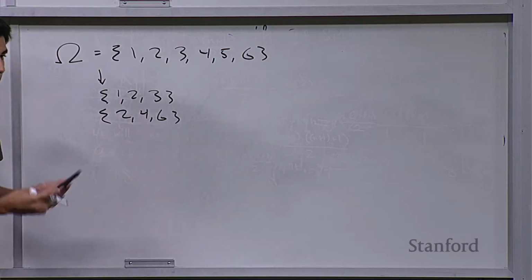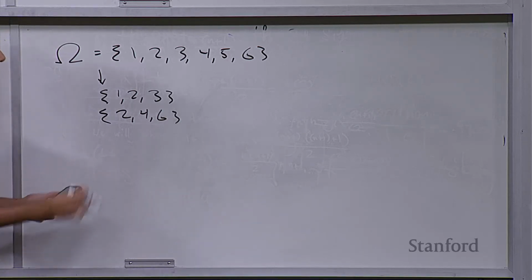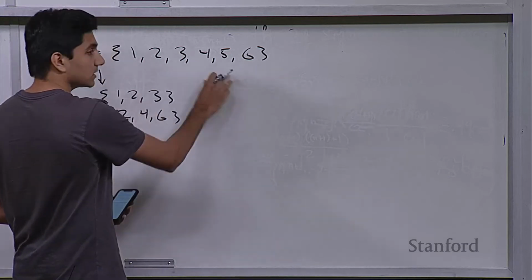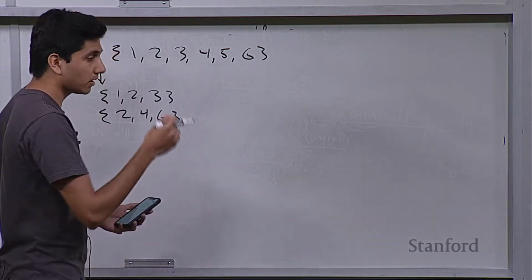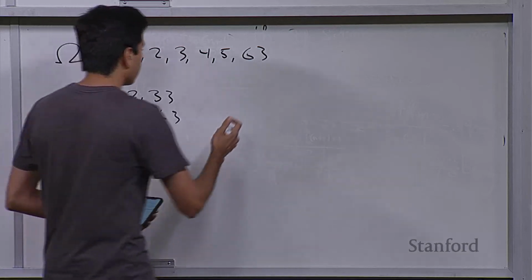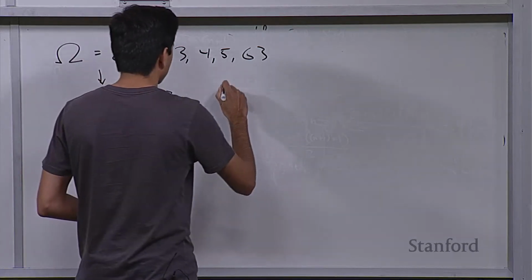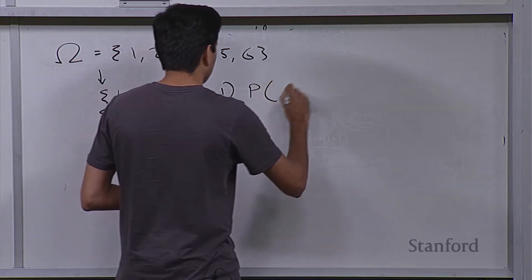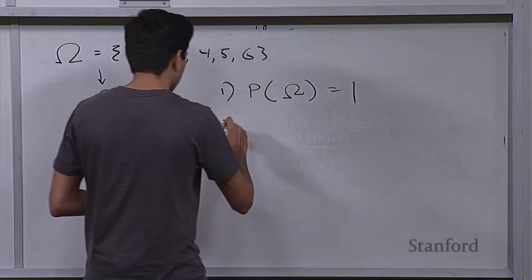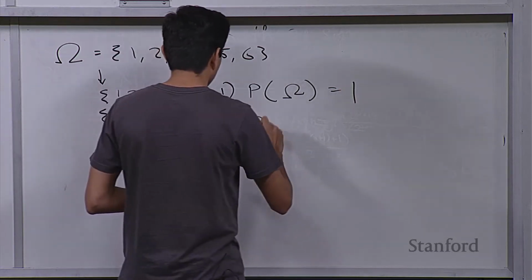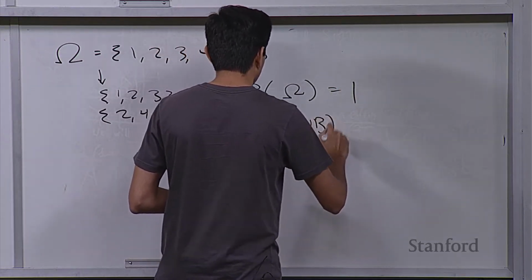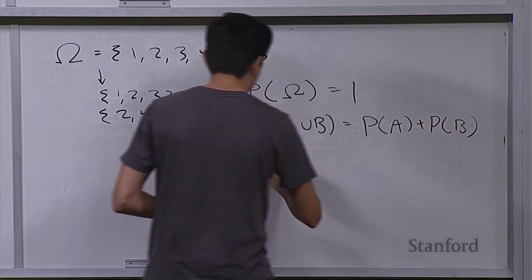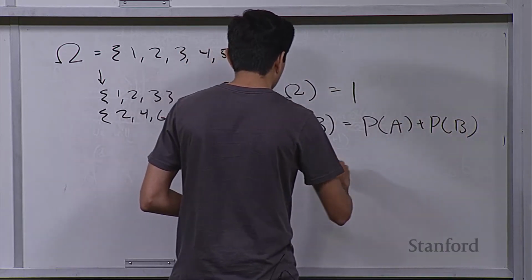The probability of a certain event defined on this event space is a function that has a couple of properties. It maps the event space to real numbers between 0 and 1, and it has two properties. The first is that the probability of all of the events sums to 1. And the second is that the probability of A union B is P(A) plus P(B) for A and B disjoint.